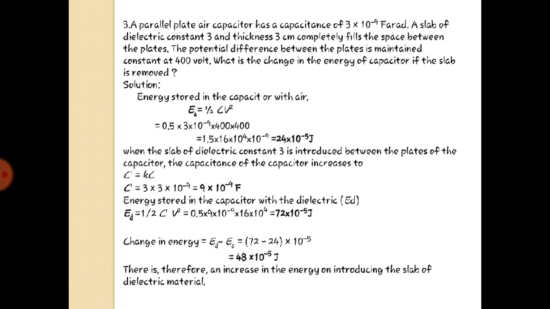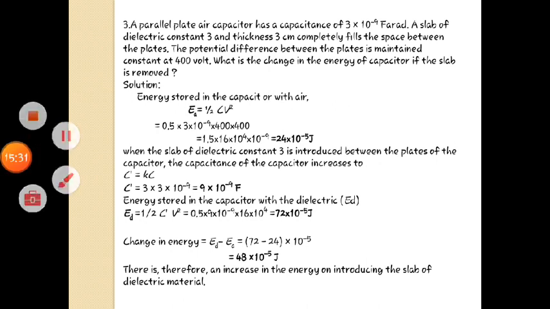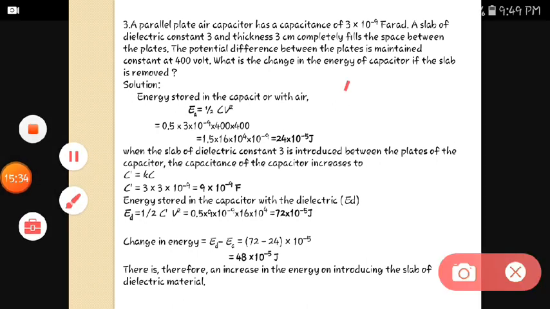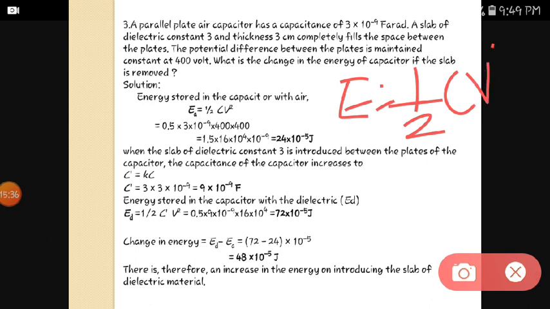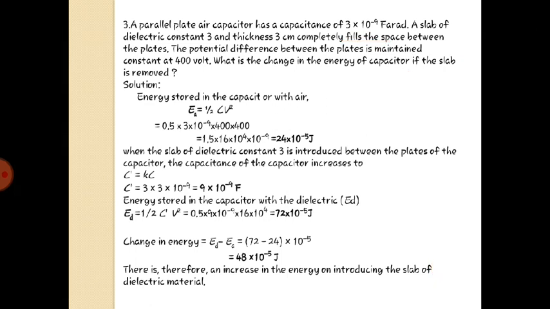If the slab is there, what will be the energy? That first we have to find out. And then we will find out what will be the energy when the dielectric slab has been inserted. Then we can subtract them and find out the change in energy. Am I right? So, to find out the energy, energy is nothing but half CV square. Am I right? V is given but we don't know the value for C. When air medium is there, that is given, right? But when the dielectric is inserted, we don't know the value for C. Fine, let us find out.